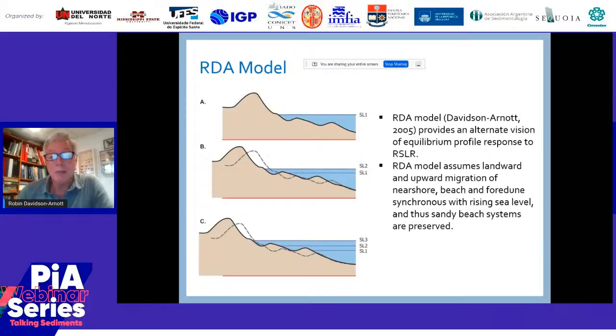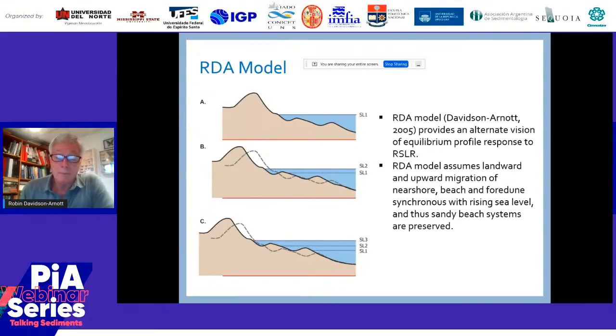So, okay, way back in 2005, I presented an alternate vision of this. And this, which I'm calling here the RDA model, was set up to mirror the Bruun model, in that it assumed an equilibrium profile. So the Bruun model assumes an equilibrium profile, and the RDA model assumes an equilibrium profile, but it does not have a requirement that sediment be transported offshore. Instead, it assumes that as sea level rises, the beach and the nearshore and the foredune all rise synchronously with sea level rise. And so the outcome of that is that the sandy beach systems are preserved. The dune remains intact, the beach remains intact, and the nearshore sediments all migrate landward.